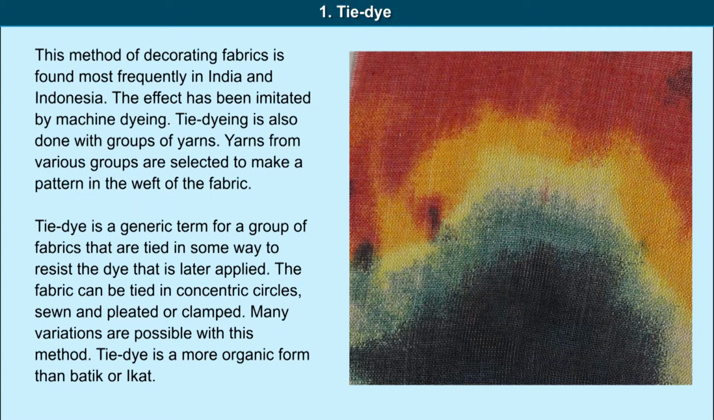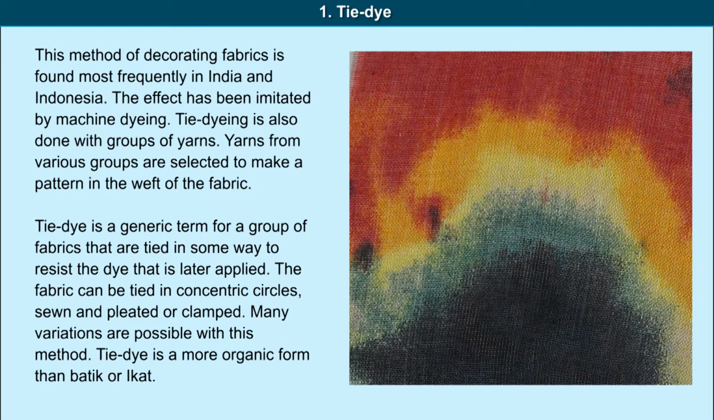This method of decorating fabrics is found most frequently in India and Indonesia. The effect has been imitated by machine dyeing. Tie dyeing is also done with groups of yarns. Yarns from various groups are selected to make a pattern in the weft of the fabric.